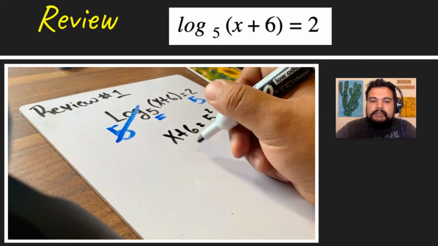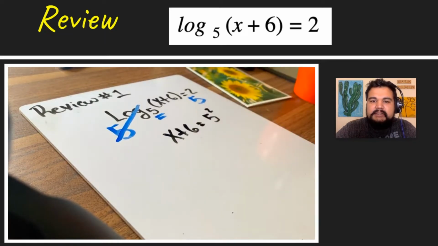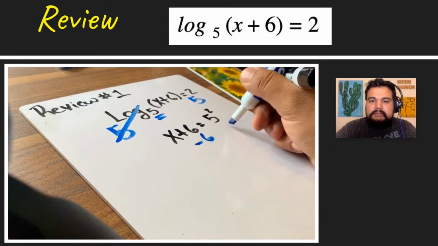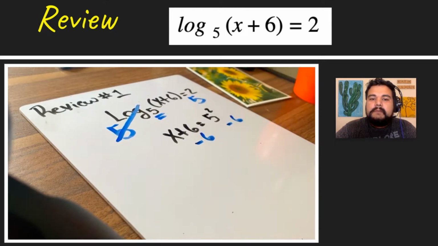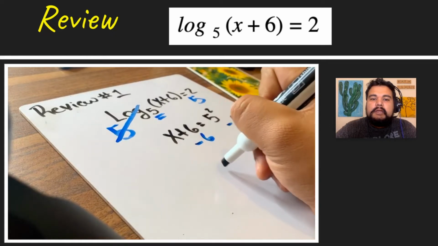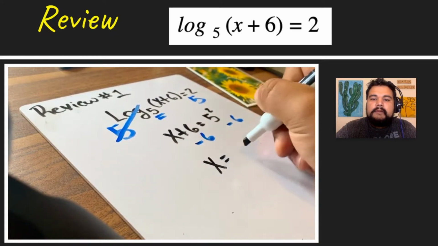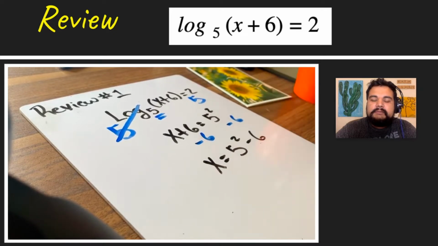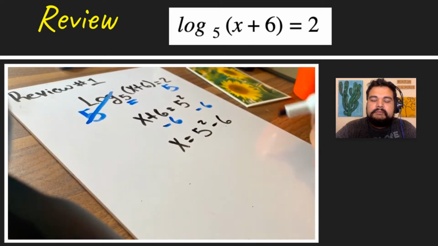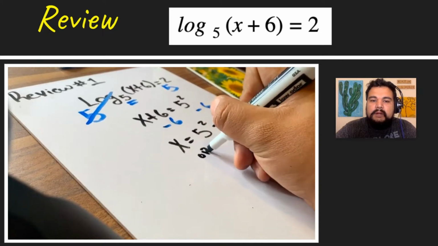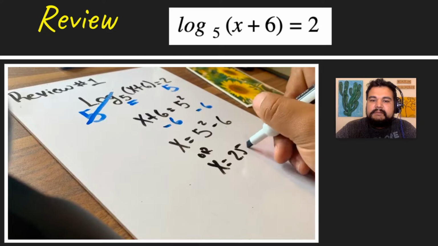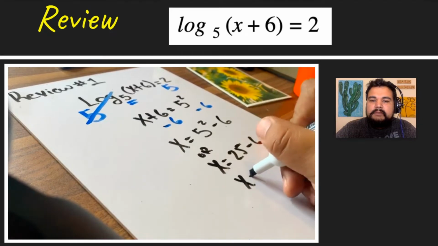Now we're simply going to solve for x by moving the 6 to the other side. And you end up with 5 squared minus 6. Now that is the equivalent to x is equal to 25 minus 6, which gives you 19.